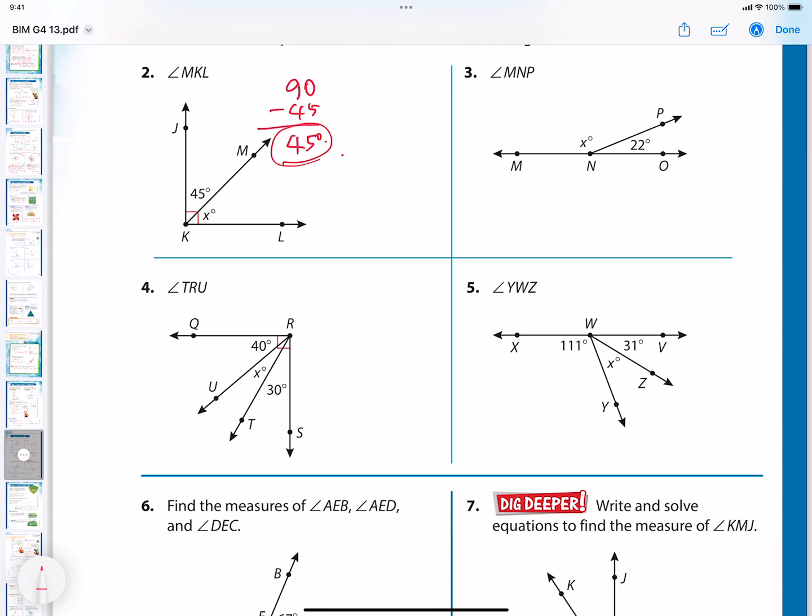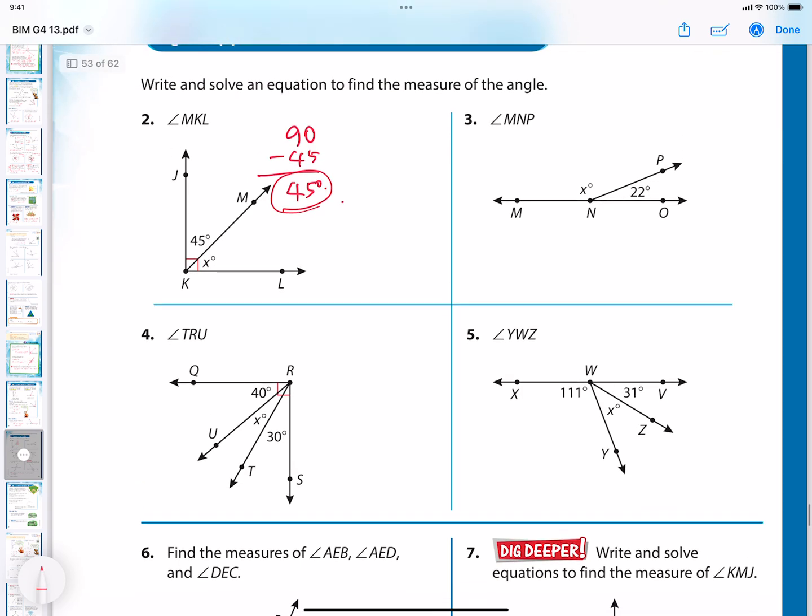Oh, they say write and solve an equation. Okay, so this is an equation, but we didn't put equal, so I'm gonna do it again. Okay. Now, angle MNP. Okay, this is what? Supplementary. So I'm going to use the equation 180 degrees minus 22 is what? 158 degrees.